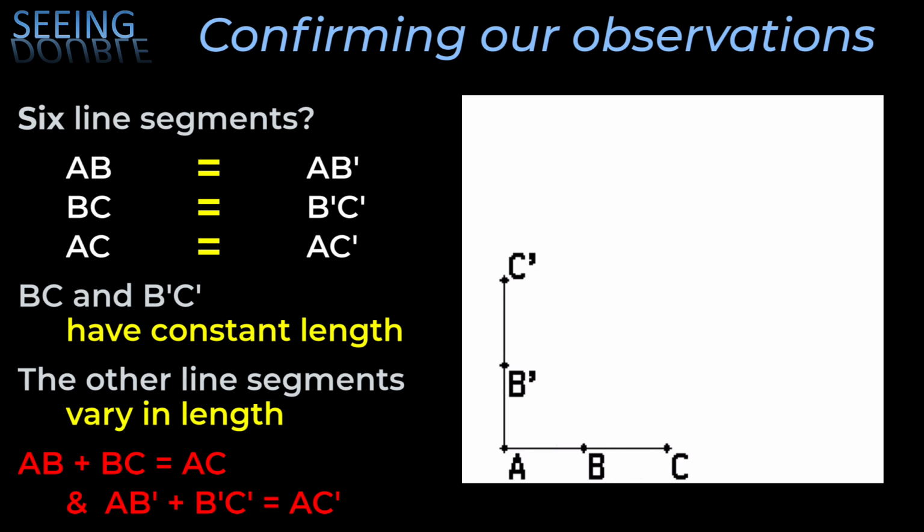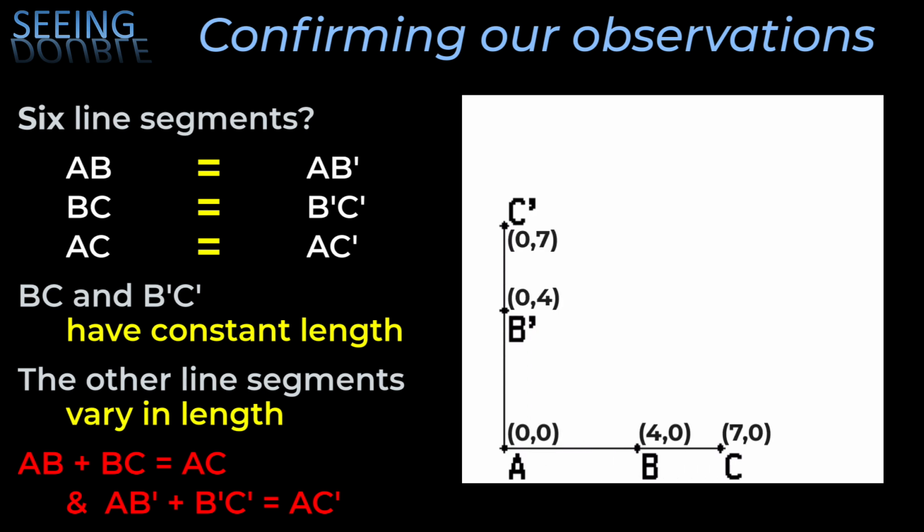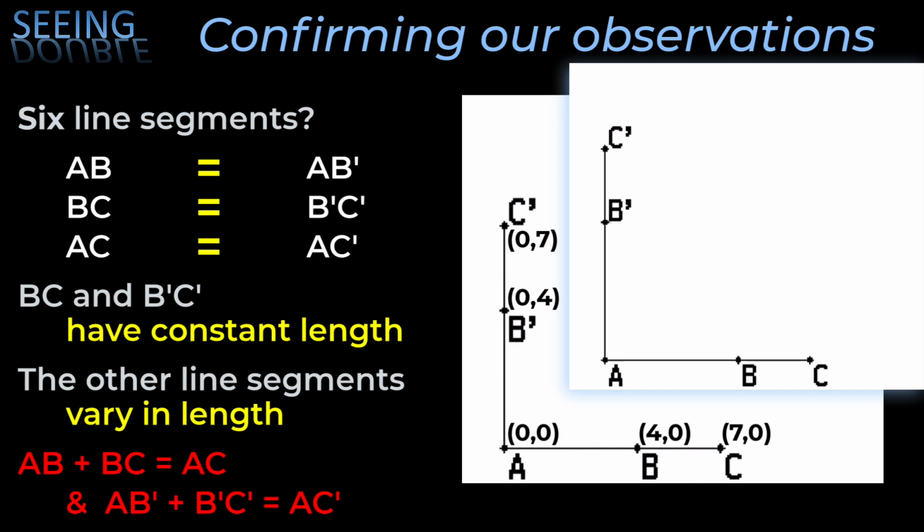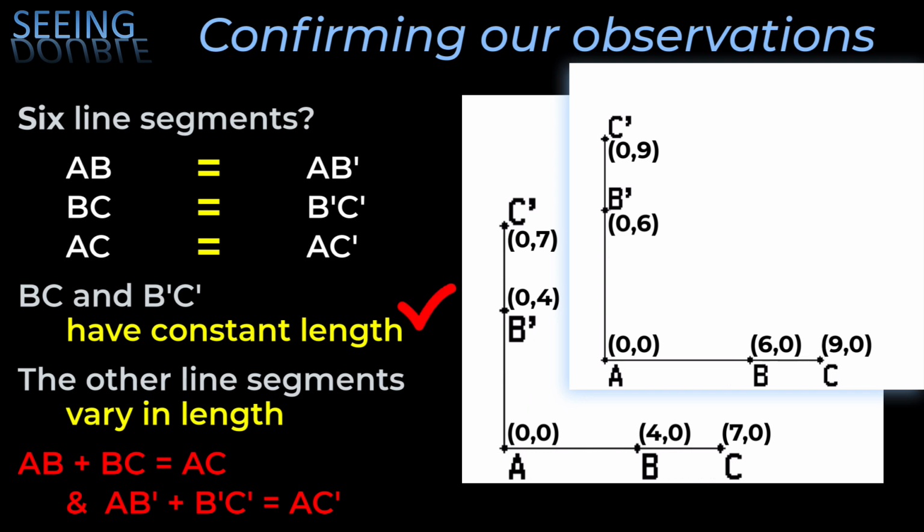To confirm these observations, some more information can be revealed. This information about the location of the endpoints of the line segments at different stages of the animation confirms our observation about the lengths of these line segments. From the information revealed, it seems that both BC and B', C' have a constant length of 3 units, even though their endpoints move. It seems like the length of the other line segments vary, and that AB and AB' are equal in length, as are BC and B', C' and AC and AC'.